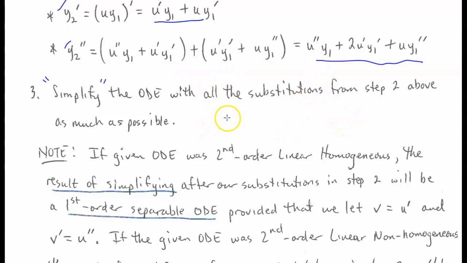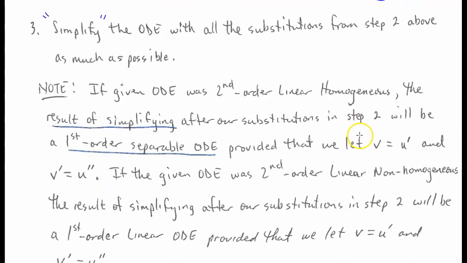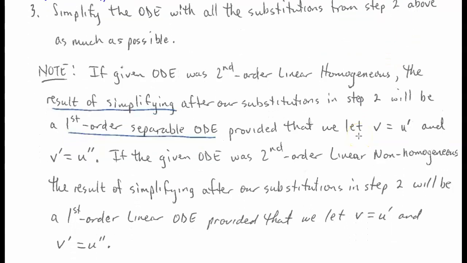And then from there, we're going to try to combine like terms. Now, in the reduction of order process, we already know, because we're dealing with, in this case, a second order linear ODE, what the outcome should look like. And that's the good thing about the reduction of order process. Once we do it, we kind of know what to expect. So if we're doing it and we don't get that, then there's a problem.